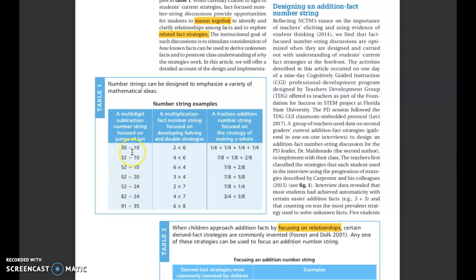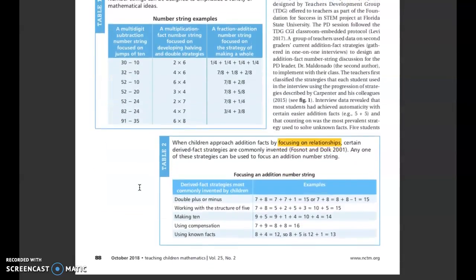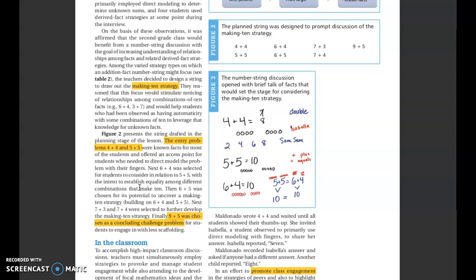After they solve 30 minus 10 and discuss reasoning and strategies, they jump to 32 minus 10. Since they just solved 30 minus 10, they will use this knowledge to help them solve each upcoming problem. And you can see how they jumped from 52 minus 10 to 52 minus 20, 52 minus 24, and so on. This page explains how Maldonado used the number string strategy with her second graders.